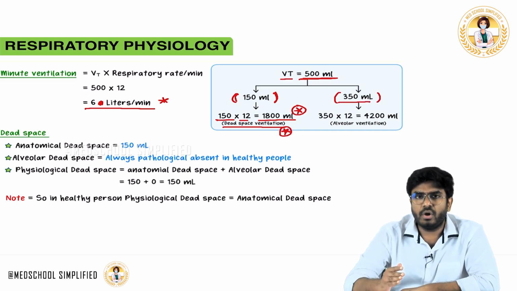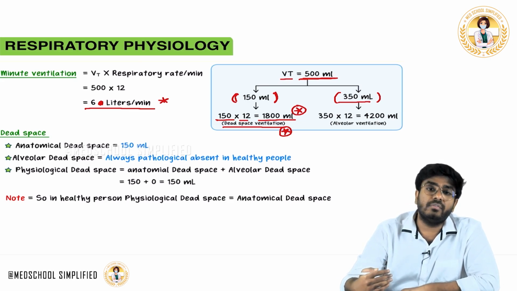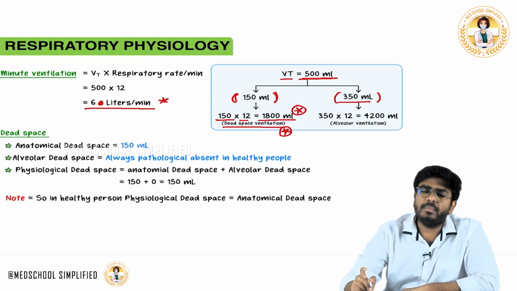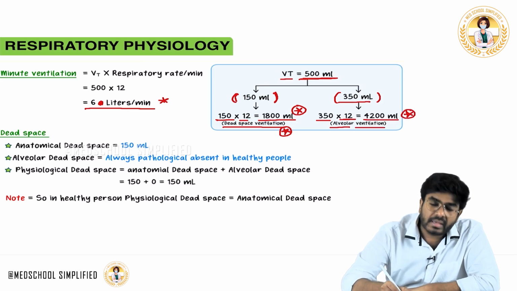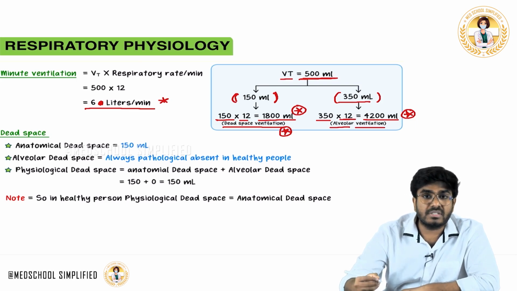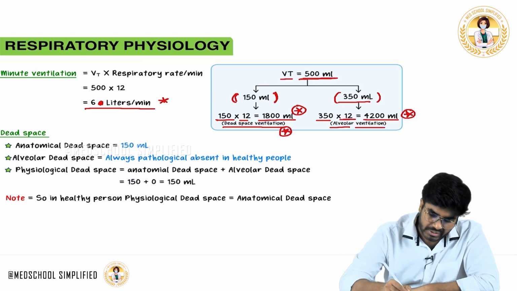Now let's talk about the amount of air that actually goes to your alveolus. If you remove 150, what is left over? 350. So 350 ml of air is reaching the alveolus with every breath. How many breaths are you taking? 12 breaths, so 350 into 12 is equal to 4200 ml. This is the amount of air that reaches the alveolus every minute.